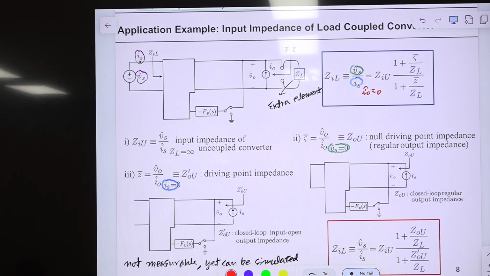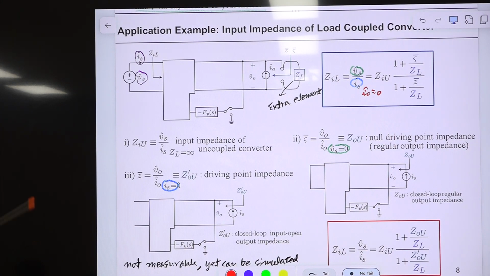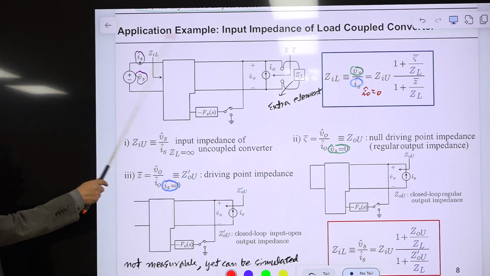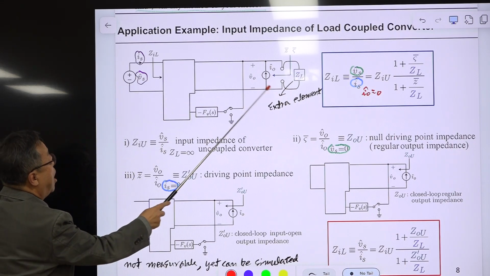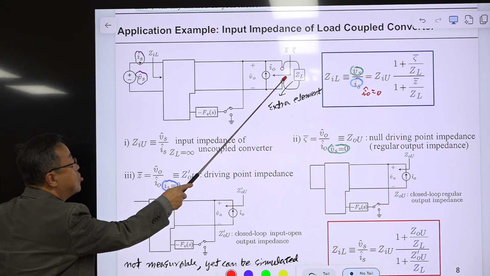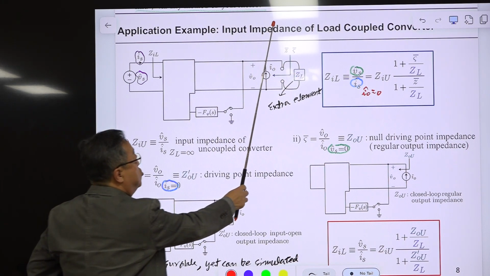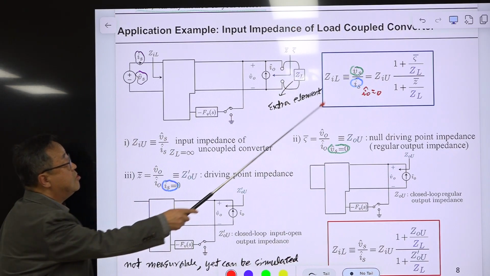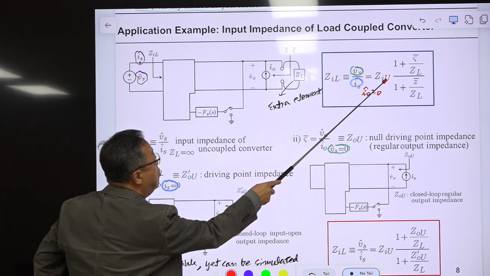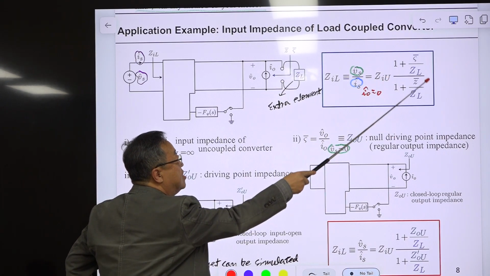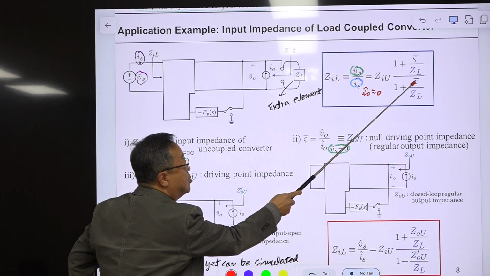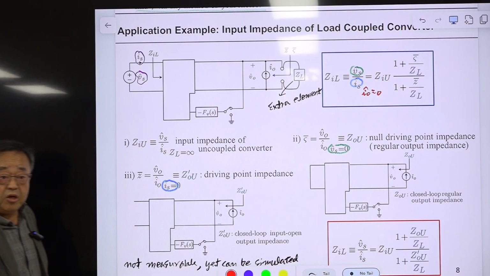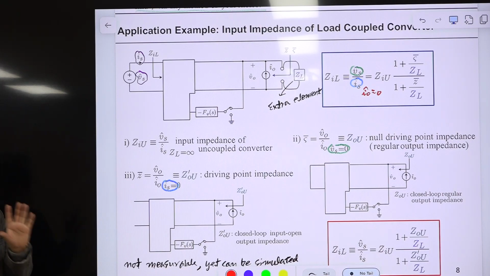One example here, another example. This is a practical example. We already discussed this, and we are doing this again. This is the converter coupled with GL, so this is the load coupled converter. But initially we assume this is infinity, that is, an uncoupled converter. So this is the input impedance of the uncoupled converter, and this part is coming from EET. Then we evaluate this, and the GL will come later. Eventually the information about GL will come.